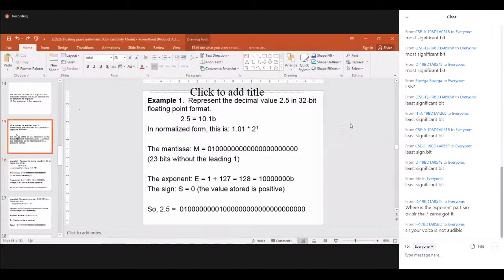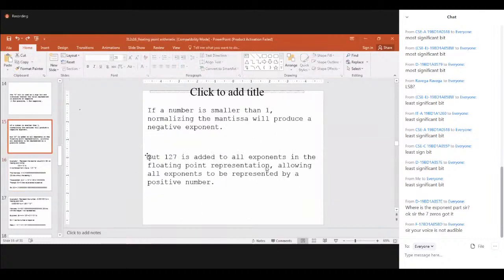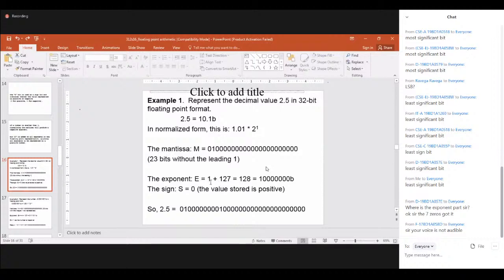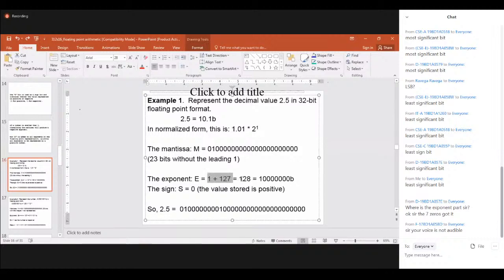Yes, please read this. 127 is added to all exponents in the floating point representations, allowing all exponents to be represented by a positive number. So what I am doing here is just adding 127 to this, which gives 128, where 128 in binary is written like this. If you want, you can check by dividing 128 by 2, the same process I have done just before with 2 and 5. So if you divide 128 by 2, you'll be getting this answer. I hope you're clear with it.